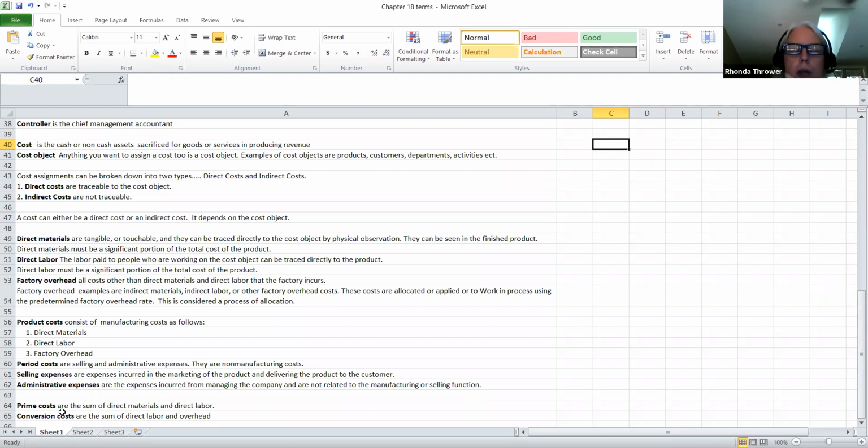Another term that you need to become familiar with is what we call prime cost. Your prime costs are the sum total of the direct materials cost and the direct labor cost. The two of those together are what we refer to as prime cost. Conversion costs are going to be the sum of the direct labor and the factory overhead. These are considered to be conversion cost. So all of these are some cost terms that you need to become familiar with in Chapter 18.